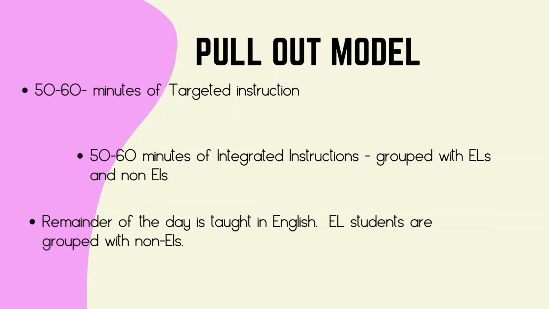Next, let's look at the pull-out model. These students receive 50 to 60 minutes of targeted instruction. Targeted instruction is made up of students in the same grade level as well as English proficiency level. Students will also receive 50 to 60 minutes of integrated instruction. In the pull-out model, it is made up of English language learners and non-English language learners. The rest of the academic day, the students are spent in classes being taught in English. These classes are with both English learners and non-English learners.